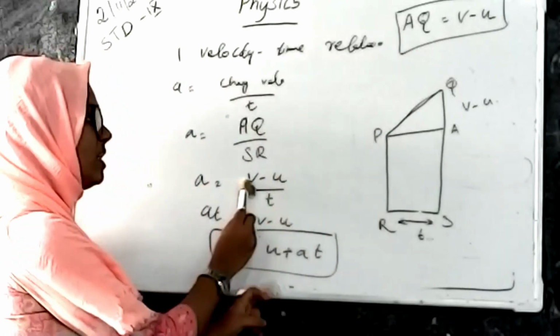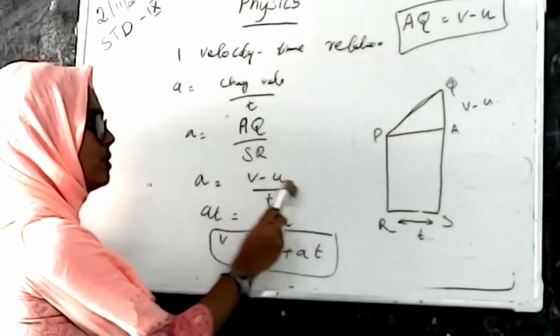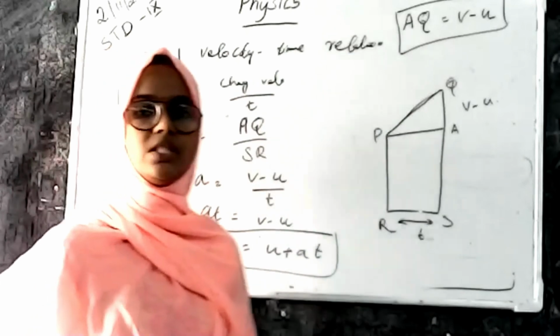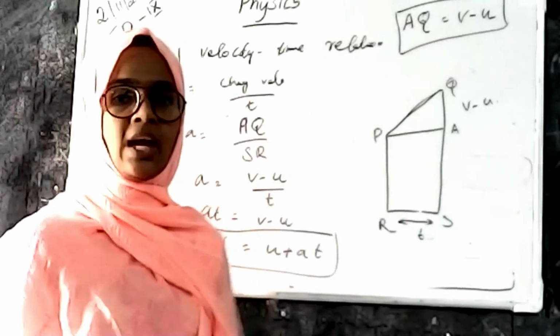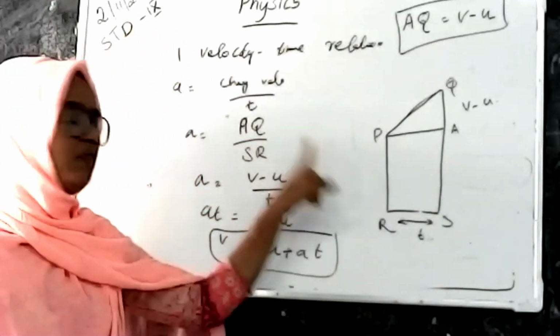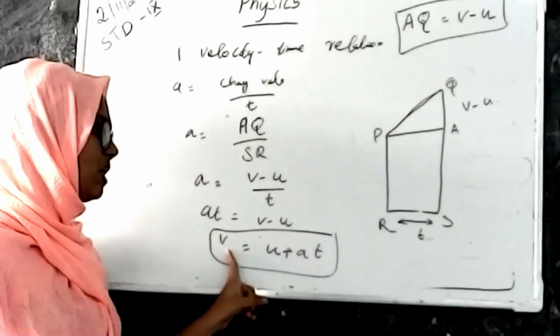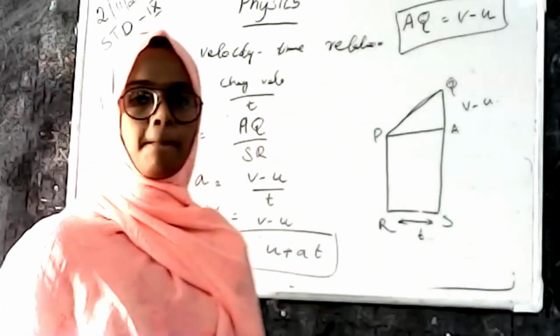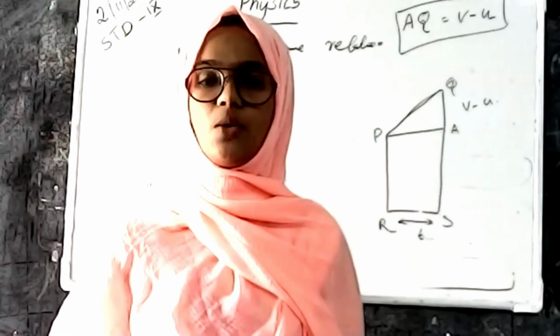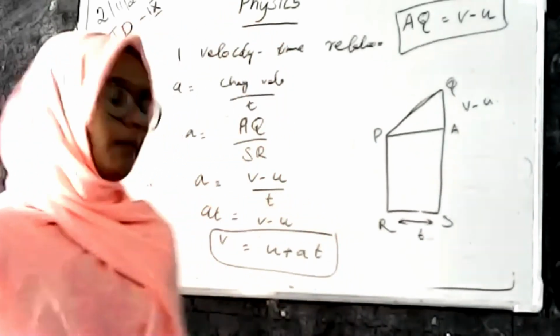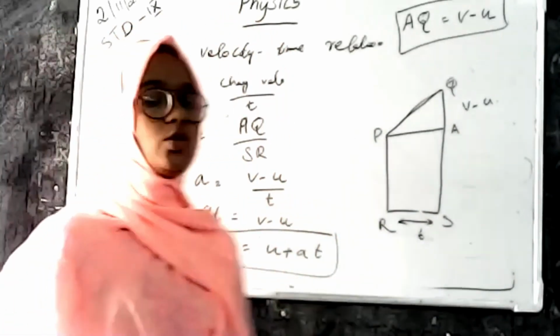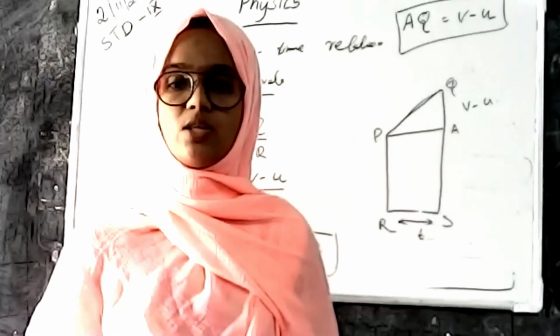Substituting the two portions into the equation, acceleration is equal to V minus U by T. V is the final velocity, U is the initial velocity and T is the time. Rearranging that equation, we got the first equation, V is equal to U plus AT. This is a very important equation, and all of you should memorize it. V is equal to U plus AT is the first equation of motion.